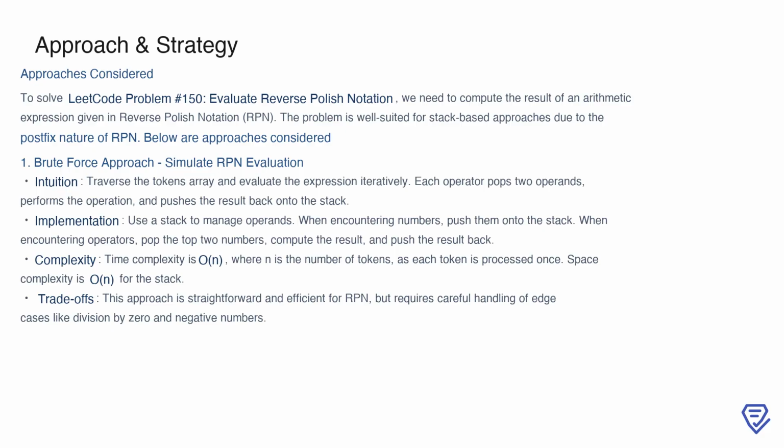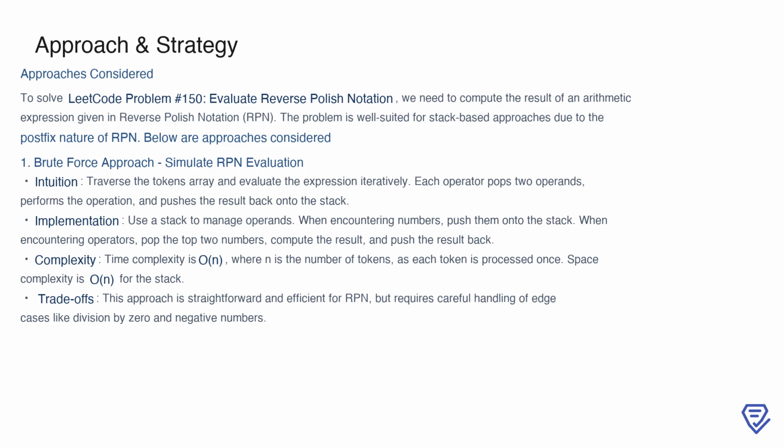The first approach we considered is a brute force method that simulates RPN evaluation. The intuition here is straightforward: traverse the tokens one at a time, and for each token, determine whether it's a number or an operator. Numbers are pushed onto a stack, while operators pop the top two numbers off the stack, perform the operation, and push the result back. This process continues until all tokens are processed, leaving the final result on the stack.